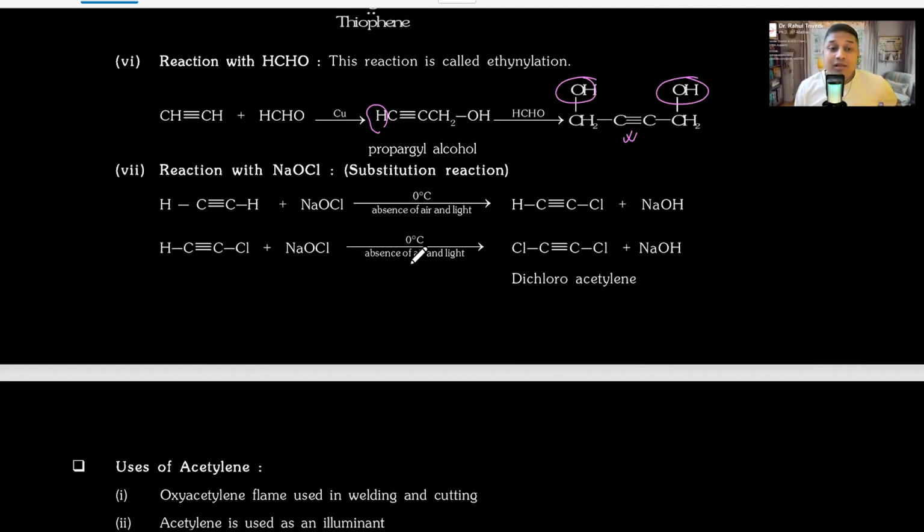And for substitution to happen, we keep it at 0 degrees Celsius in the absence of air and light, no heat also, that's why 0 degrees Celsius. Then what will happen? Oxygen being more electronegative than chlorine, what will it do? Cl plus will go and substitute H plus. Cl joins there. And NaO minus combines with that H plus, forming NaOH. Easy peasy?